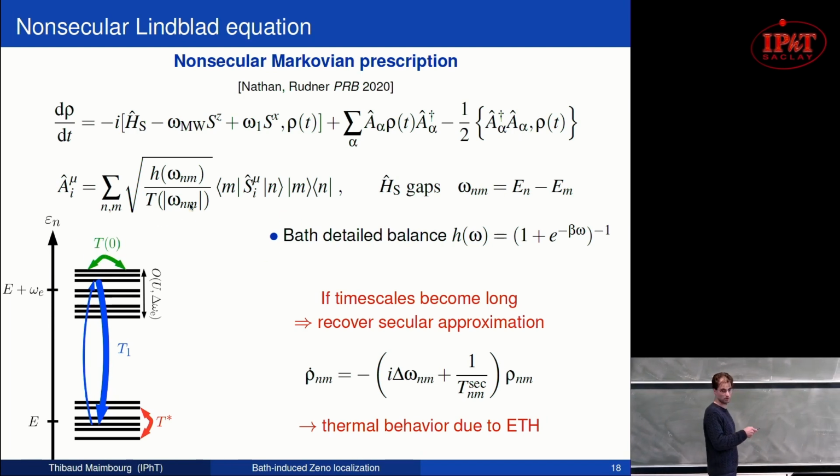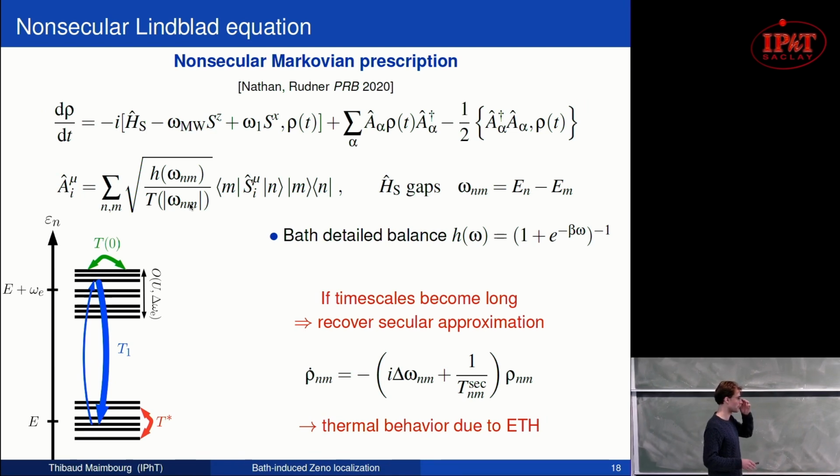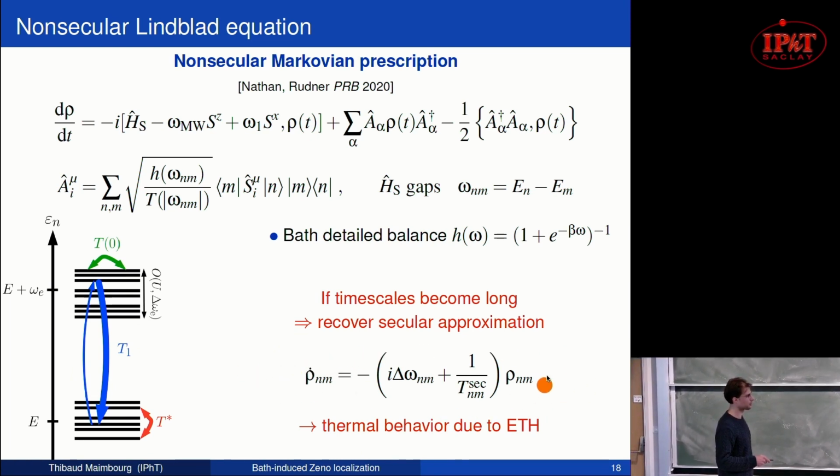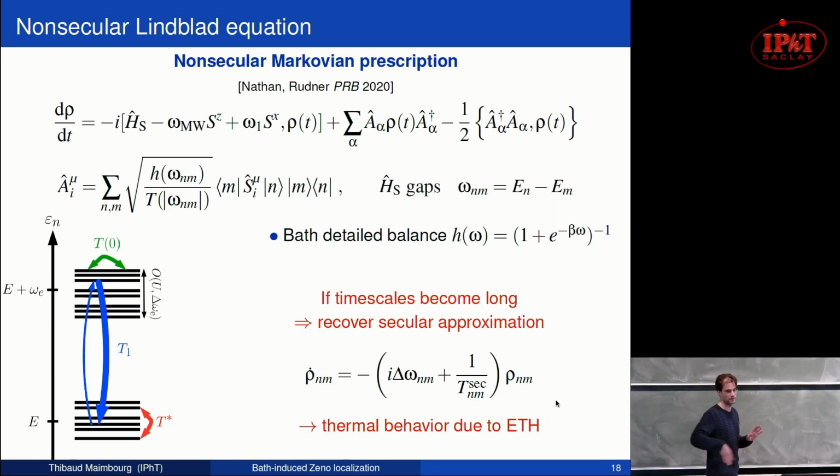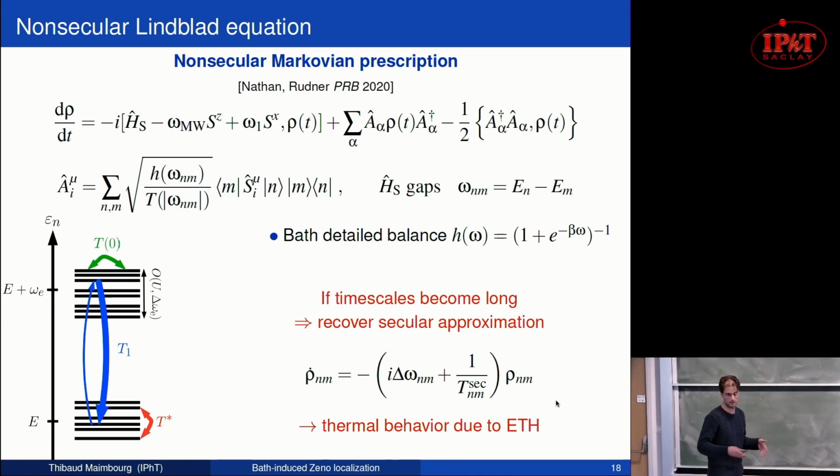And the thing I want to say about this equation is that if those timescales of the bath become long, then you recover the circular approximation. So that's the one I was talking to you about, which means that if you look at this equation in the off diagonal of the Hamiltonian basis, of the eigenstates, then you get this exact equation, which means that the coherences get exponentially damped, and they go to zero, and then this means that your density matrix is projected on the Hamiltonian eigenstates, and what you expect in this case is that due to ETH, it will have a thermal behavior.